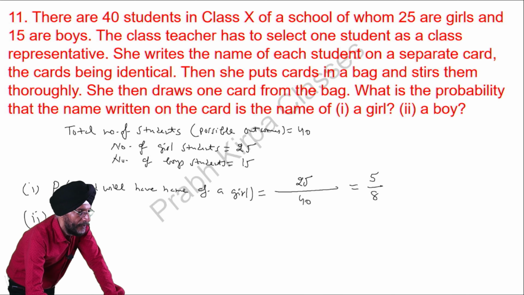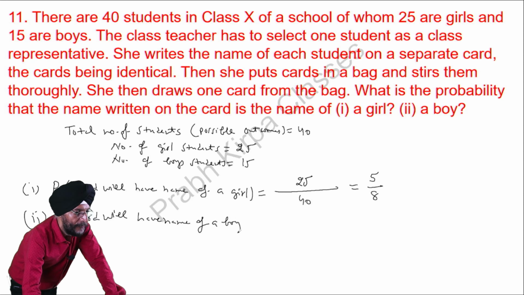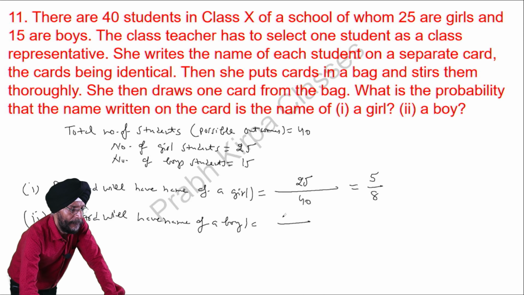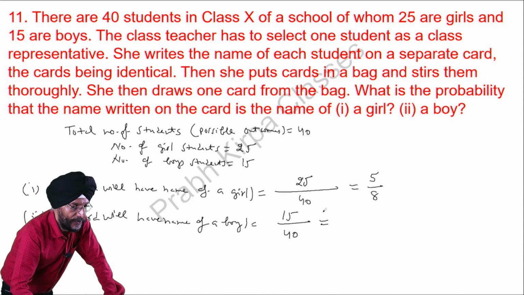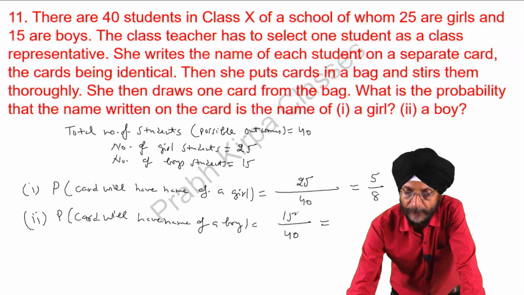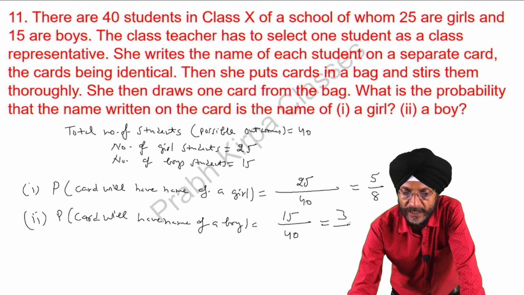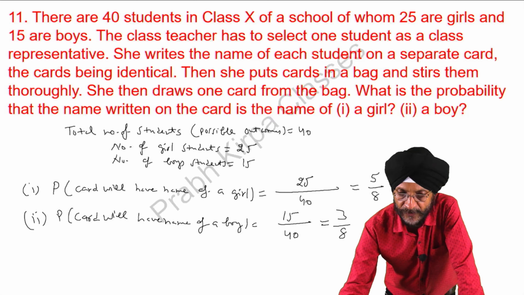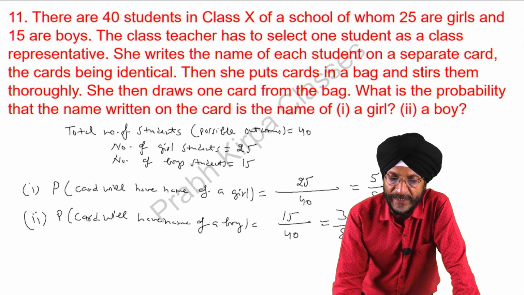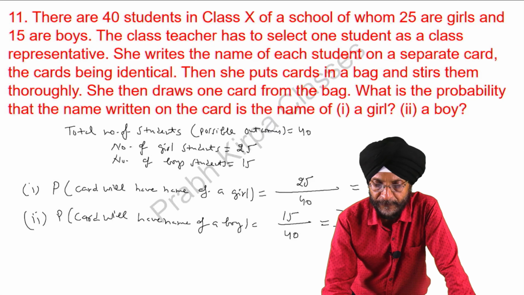Now the second part, probability that the card will have the name of a boy. Here we will write the number of boys. Number of boys are 15. It will be divided by the total number of students, 40. So here again we will divide both by 5 and the answer will come 3 over 8. So we have arrived at the probability of getting a girl or getting a boy.